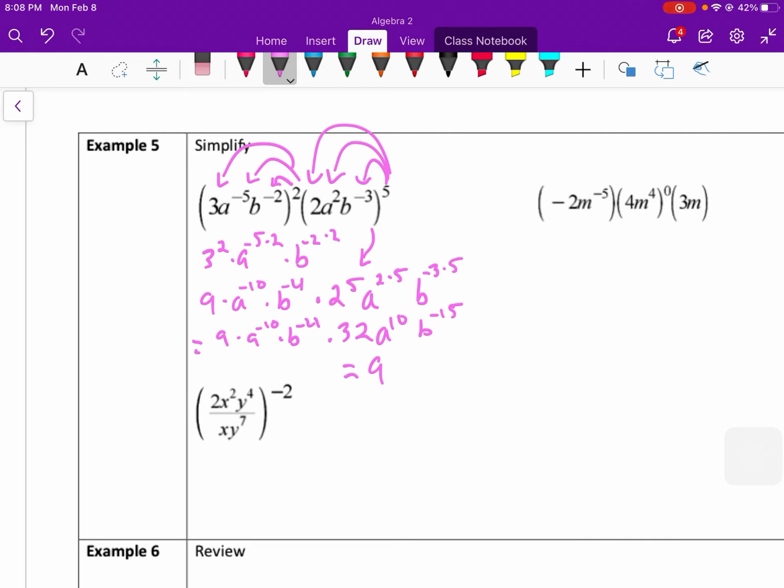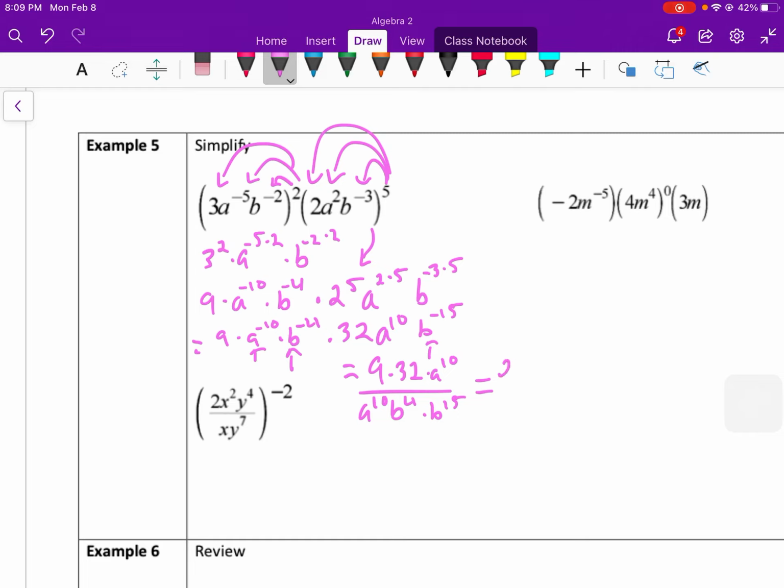So we have 9 times, well, actually, I'm going to bring down this negative and this one. So we have a to the 10th and then a b to the 4th. So I brought this one down, and this one down, and this one is negative, so times b to the 15th. The 32 stays on top, and then the a to the 10th stays on top.